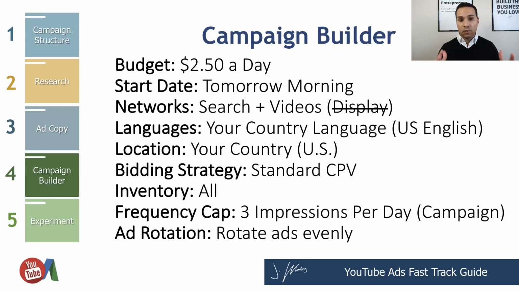Now, here are my recommended settings for your first YouTube ads campaign. Set the budget at $250 a day, regardless of how much money you're ready to spend or burn. Start date tomorrow morning. Network, search, and video. We're going to do language in your country. So for me, it's going to be US English. It's going to be in the US. Bidding strategy, standard, cost per click. We're going to do the entire inventory. I'll get to that in a second because that's how you're going to keep your ad costs very low. We're going to frequency cap at 3 impressions per day, and we're going to do an even ad rotation.